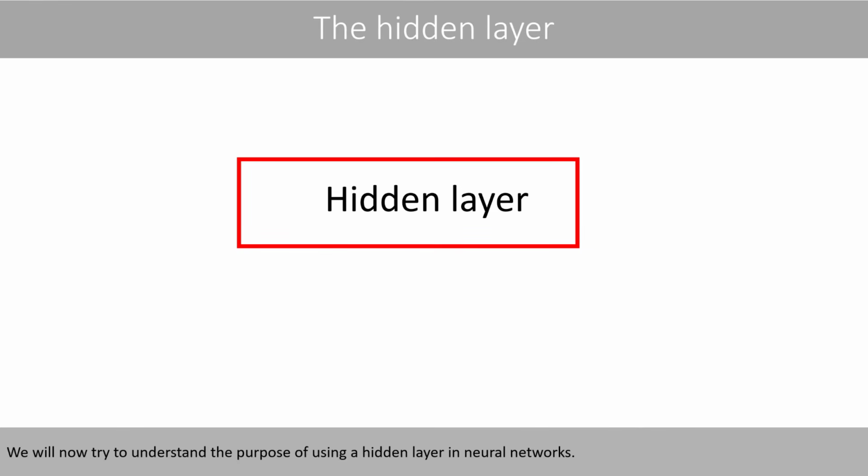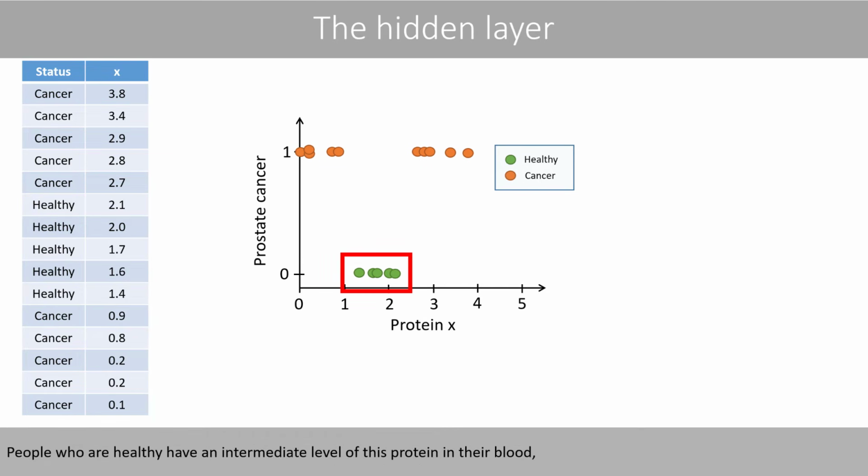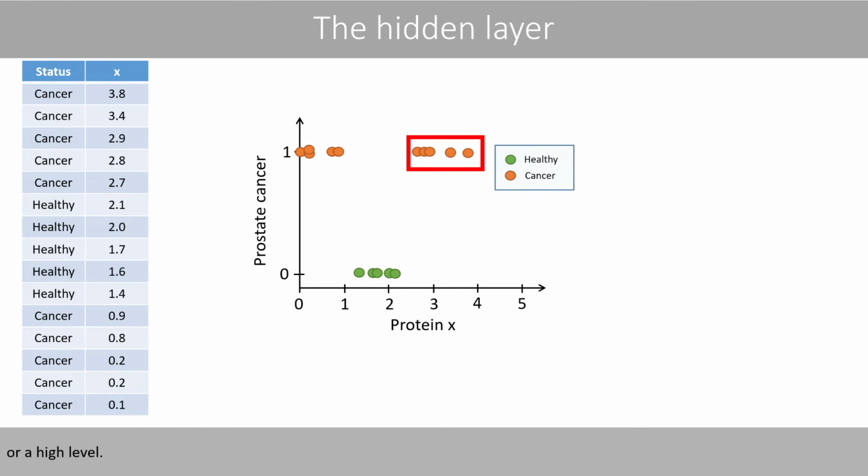We'll now try to understand the purpose of using a hidden layer in neural networks. To show the beauty of the hidden layers, suppose that we have the following data, where one has measured a certain protein in blood samples from 10 cancer patients and 5 healthy individuals. People who are healthy have an intermediate level of this protein in their blood, whereas people with prostate cancer either have a low level or a high level.